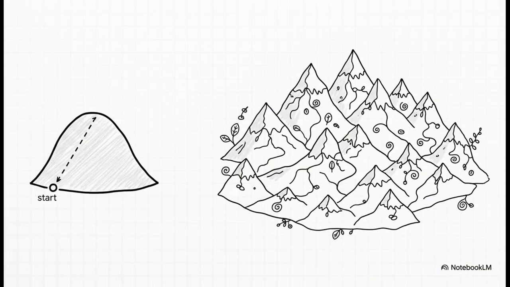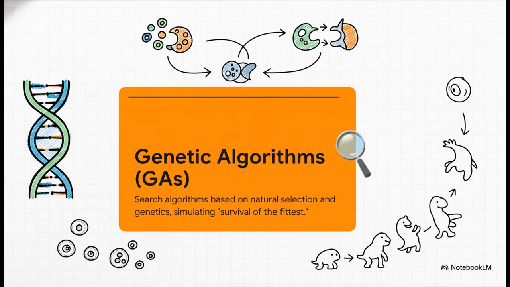But what happens when the problem is way too complex for just a simple line? What if the world of possible solutions is enormous and rugged and messy? For those kinds of tough optimization problems, we need a much more creative approach, one that's actually inspired by nature itself. And this is where genetic algorithms come in.